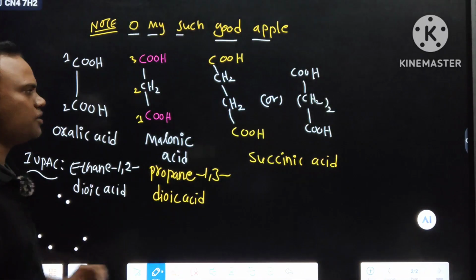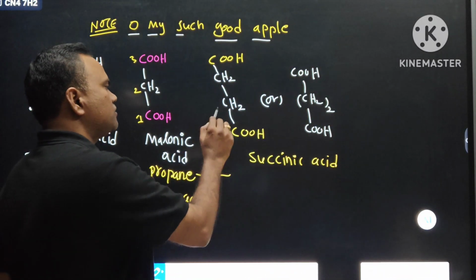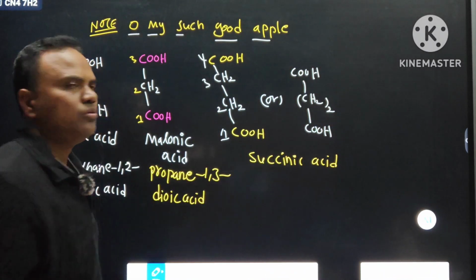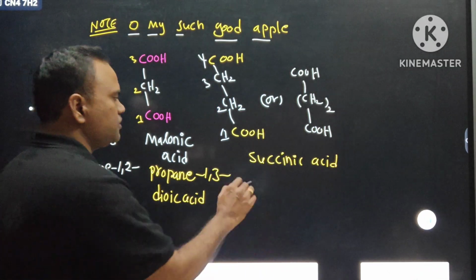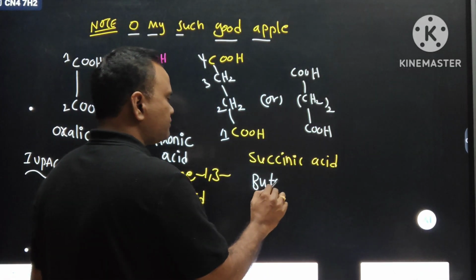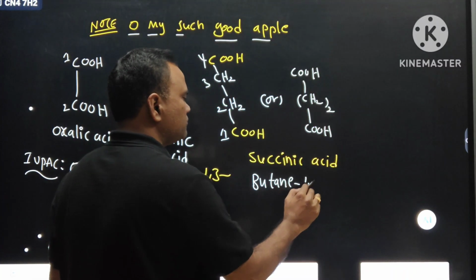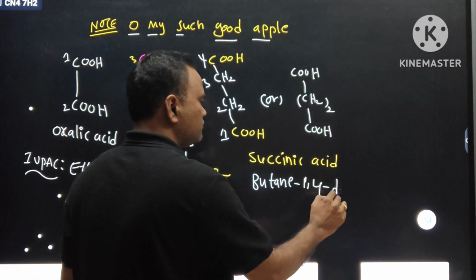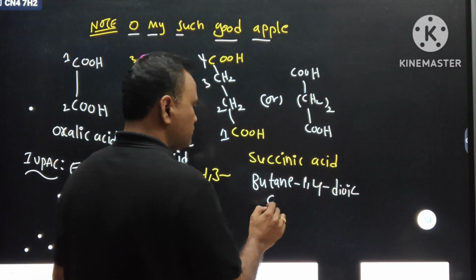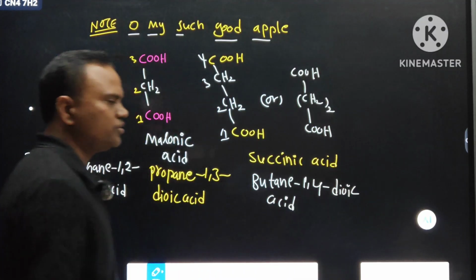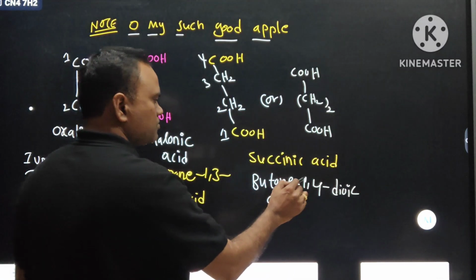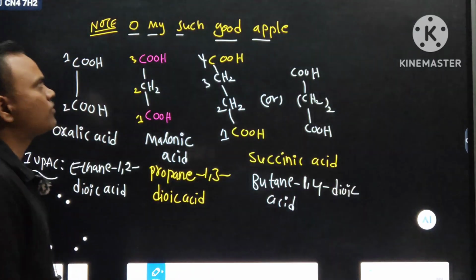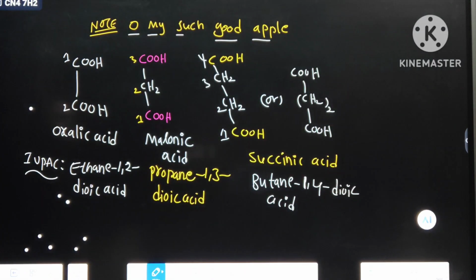Next, the IUPAC name. Give the numbering 1, 2, 3, 4. Butane 1,4-dioic acid.